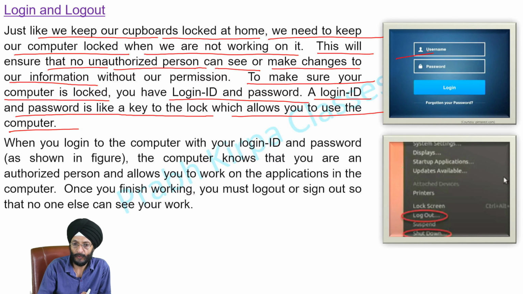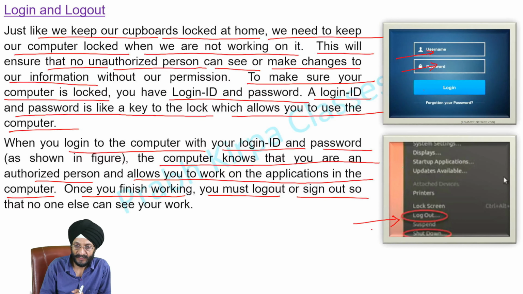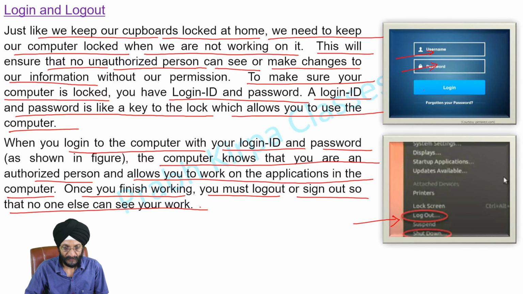A login ID and password is like a key to the lock which allows you to use the computer. That is, here we have to write our username, then we have to use password, and then we press login. When you log into the computer with your login ID and password, the computer knows that you are an authorized person and allows you to work on the applications in the computer. Once you finish working, you must log out or sign out so that no one else can see your work.